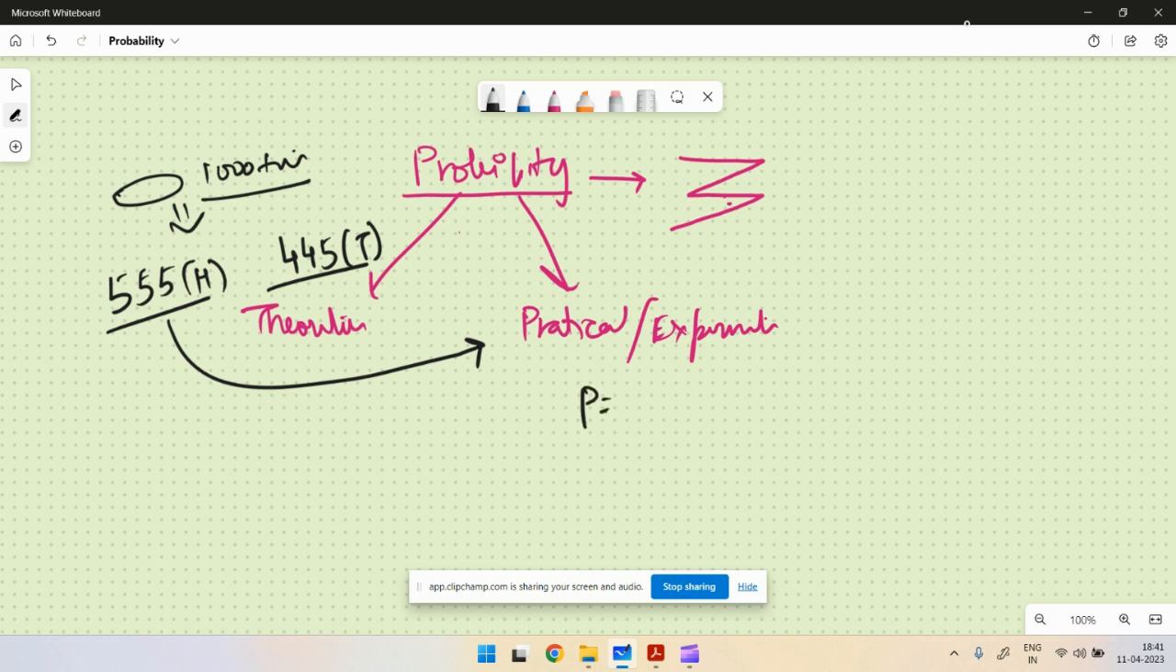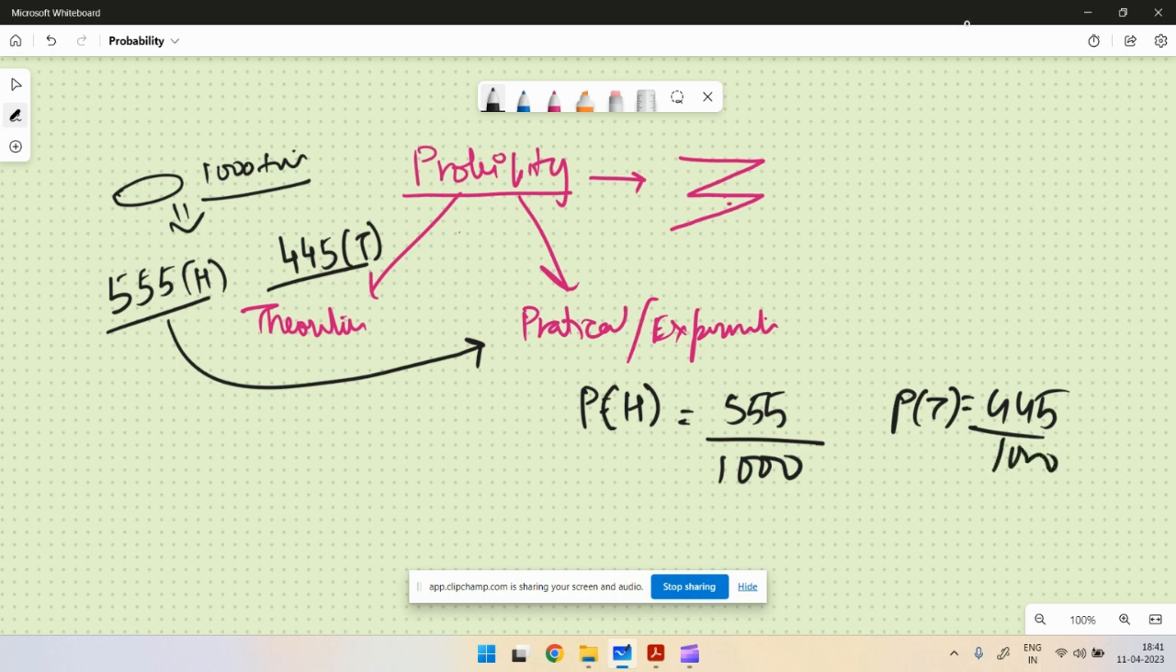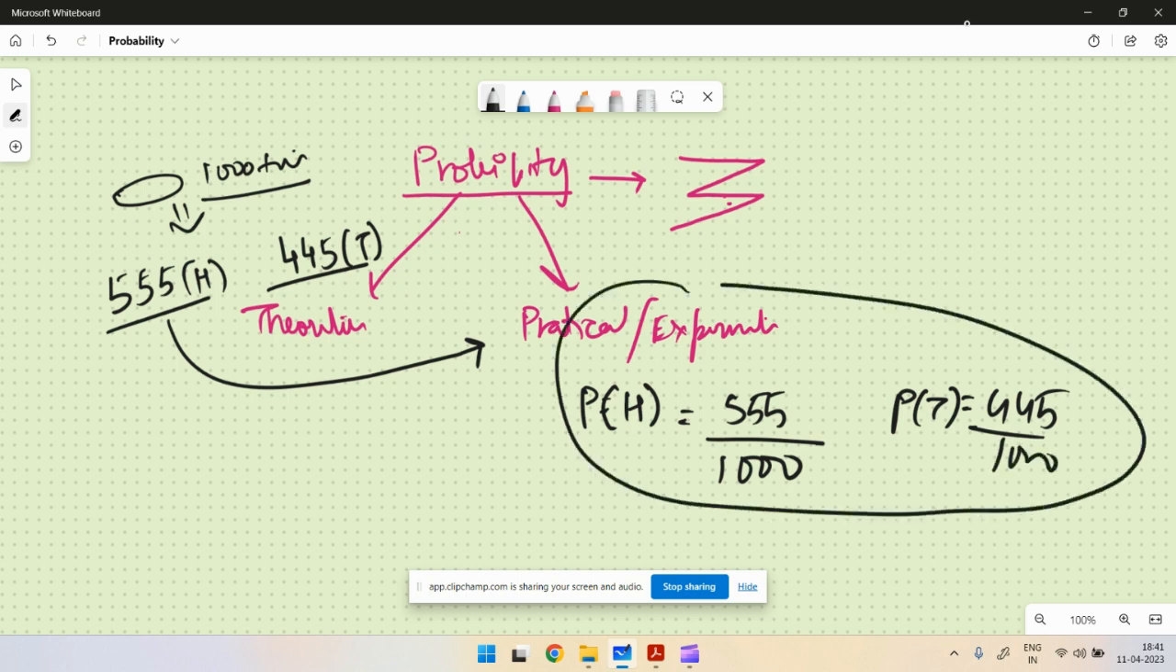The probability of getting head is 555 upon the total number of events, 1,000. This is your probability of getting head, and the probability of getting tail is 445 by 1,000. This is experimental probability. But theoretical probability is based on theory.